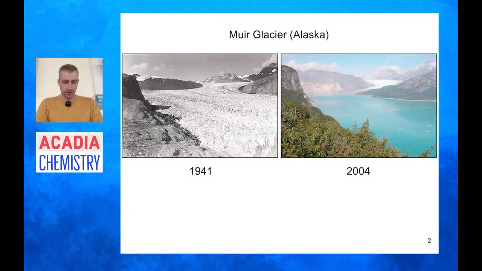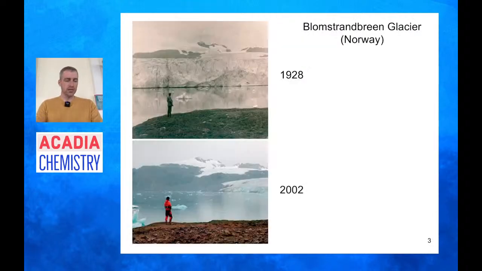This is a picture taken from the same vantage. In Alaska, it's the Muir Glacier in 1941, and then the same area in 2004. You can still sort of see up here a little bit of the glacier left, but as you can see, in that 63-year span, almost all of it has disappeared and it's left by this great big lake. And this is a story we're seeing all over the world.